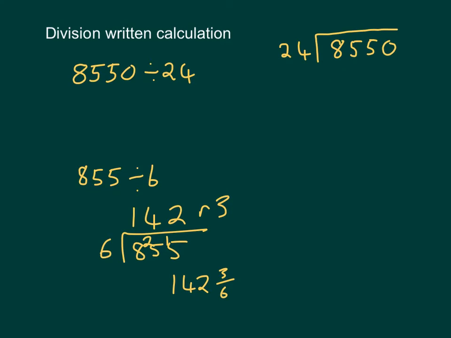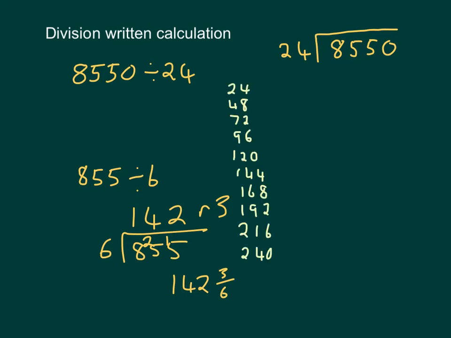Well, the layout with a two-digit number is the same. I'm saying how many 24s in 8,550, and of course I'll not go how many 24s in 8, that'll never be possible, so I'll be saying how many 24s in 85. Just to help me, I've written out my 24 times table, and let's have a go. So, I know that there are 3 24s in 85, so I'll put my 3 up there. I couldn't fit 4 in because 96 is too many, so I've got to subtract 72 from that 85. That leaves me with 13.